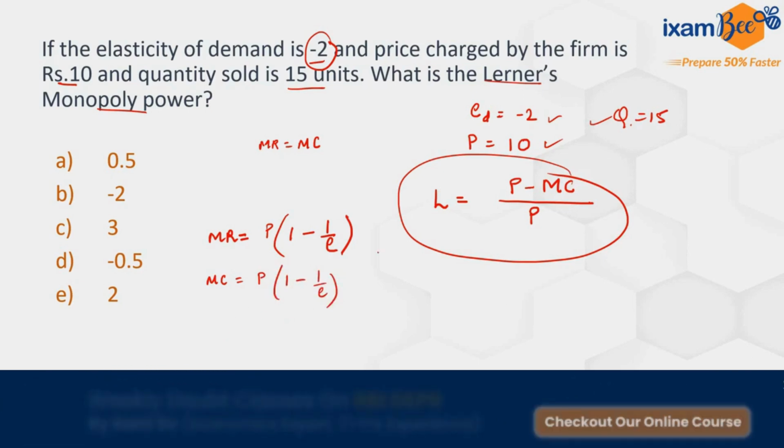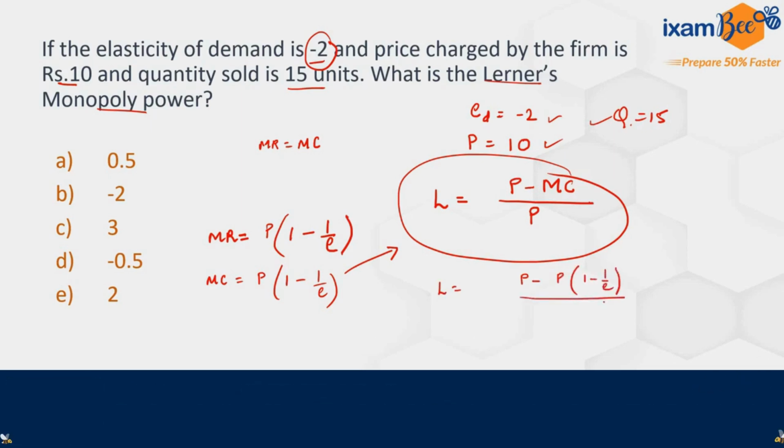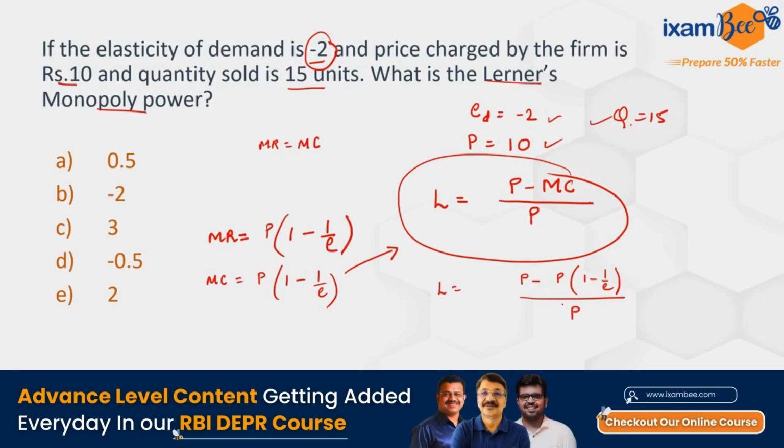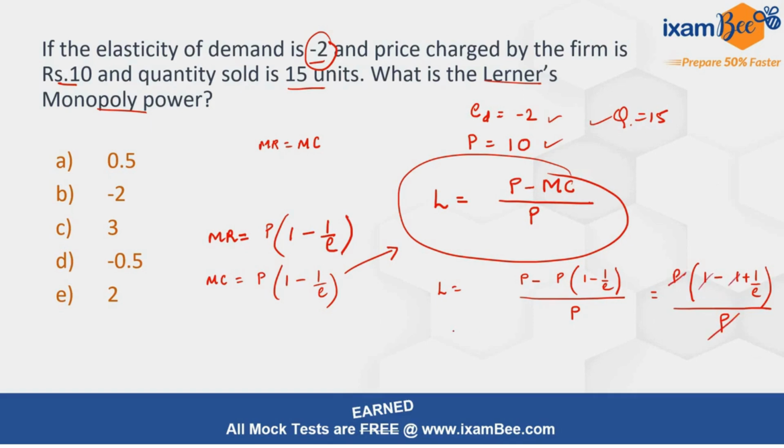Now you plug this into the Lerner's equation, Lerner's index of monopoly power. So what do you get? L would be equal to price minus price times 1 minus 1 upon elasticity of demand, and this whole thing divided by P. Now you take the price outside. What are you left with? You are left with 1 minus 1 upon elasticity of demand, and this will be a plus sign here, divided by price. These two cancel each other out and this also goes away.